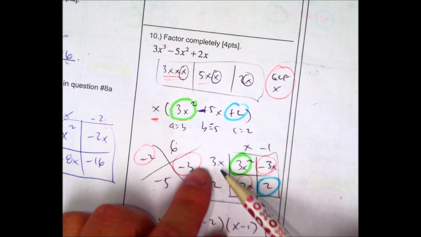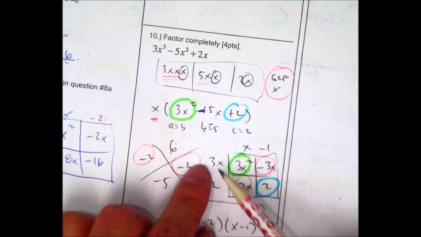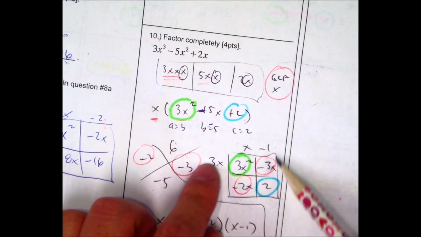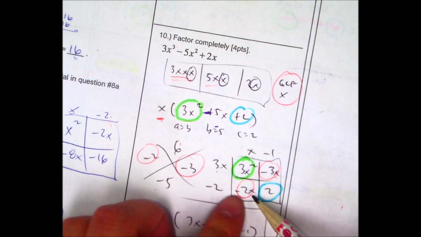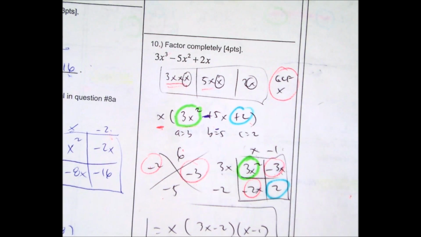And then remember, you're trying to find where does that 3 go. Well, 3 can't go up here because 3 doesn't go into 2. 3 goes into 3. So I'm going to have 3x times x, 3x squared. 3x times negative 1 is negative 3x. x times negative 2 is negative 2x. And negative 2 times negative 1 is positive 2. So your factors are 3x minus 2 and x minus 1.